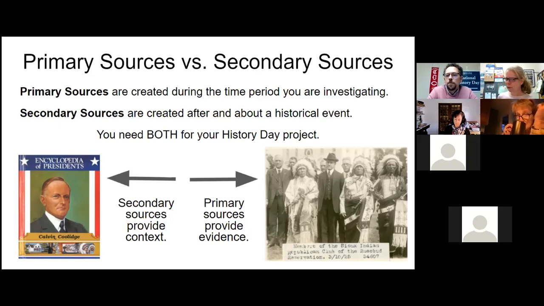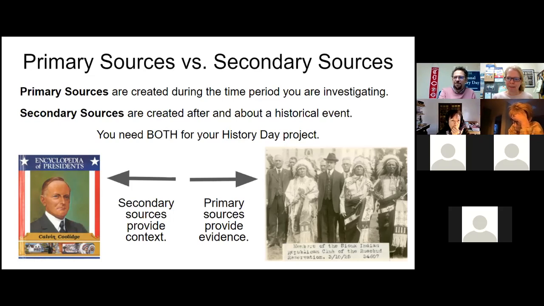So before we go to the next slide, what do you think of when you hear primary sources? What are some places to look, or what are some types of sources that you would consider a primary source? If you want to raise your hand or just unmute and call it out. Letters. Photographs. Exactly. Yep. Oral histories.